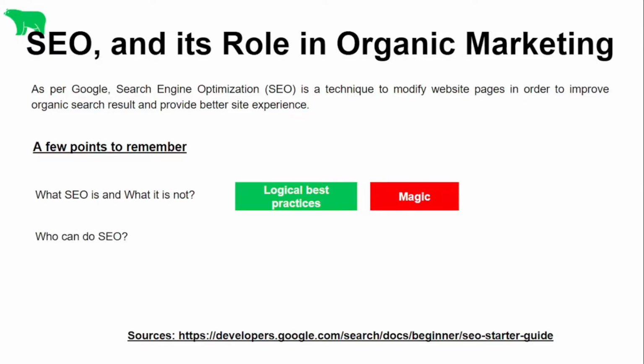Now, if you look at who can do SEO, anyone can do SEO. Everybody who understands the best practices can easily optimize their content. As Google mentions, these are a set of best practices and they are easy practices, not very complicated. Anyone can go through the best practices and optimize their content anytime.